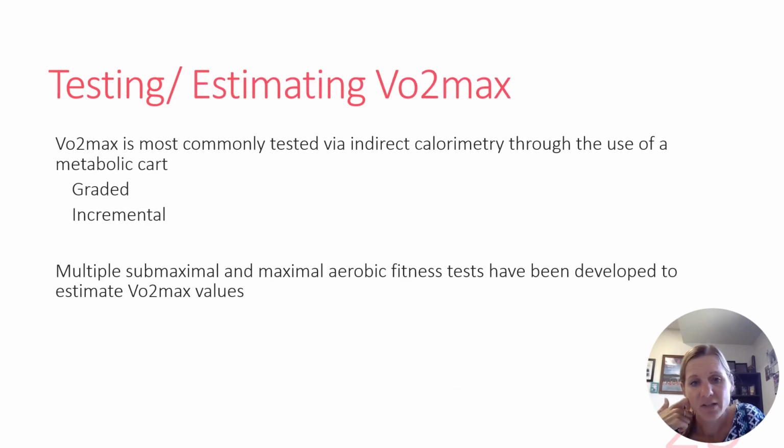Okay, so how do we do this? How do we test or estimate VO2 max? So again, VO2 max is commonly tested via indirect calorimetry through the use of a metabolic cart. Okay, so again, that's what we're doing with our treadmill test.